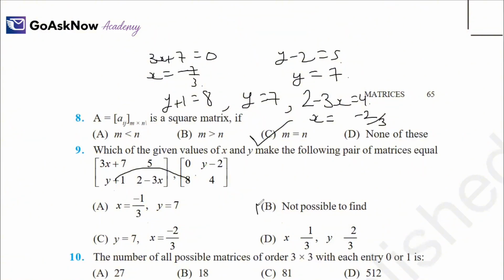Let's click this option, B option. We have two values of x, but x should be a single value. That is why there are no possible values to be found here. Okay, let's move further and see what is the next example or next question.